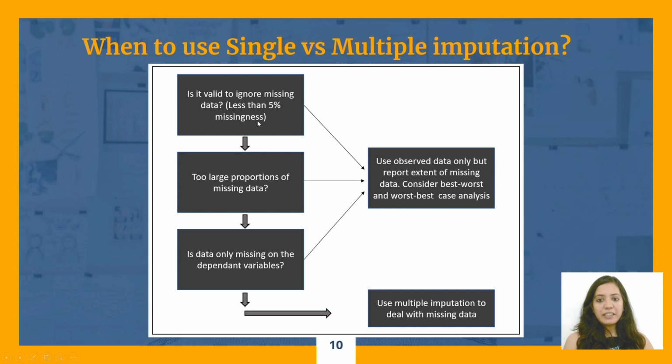If it is less than 5%, the next thing you would test for is whether it is too large. If too large a bit of data is missing, then single imputation might alter the results way too much, making them untrustworthy. So if large proportions of data are missing, you might want to consider something else. Last, is data missing only on the dependent variables? If your data is missing on the dependent variables, then you would need to use multiple imputation, but if it is not, then you can use single imputation.